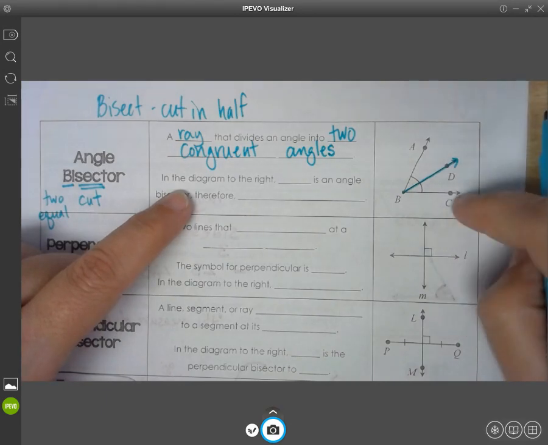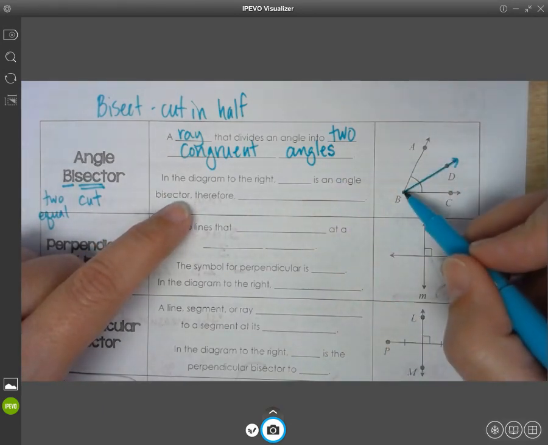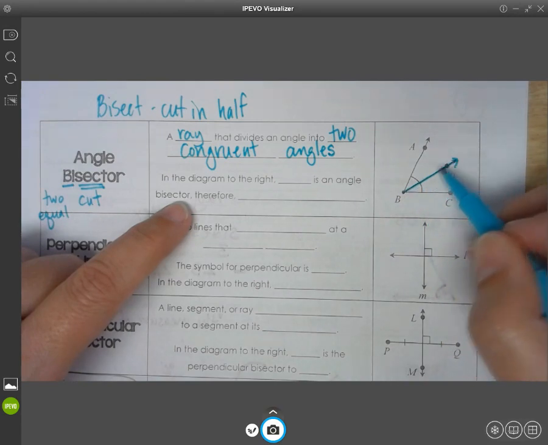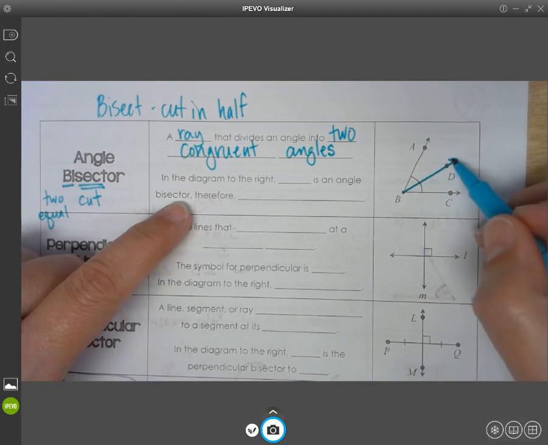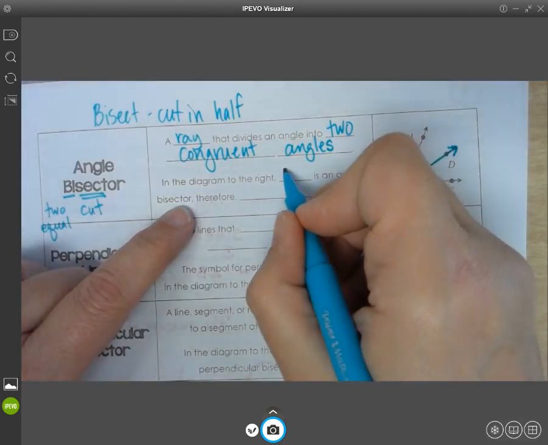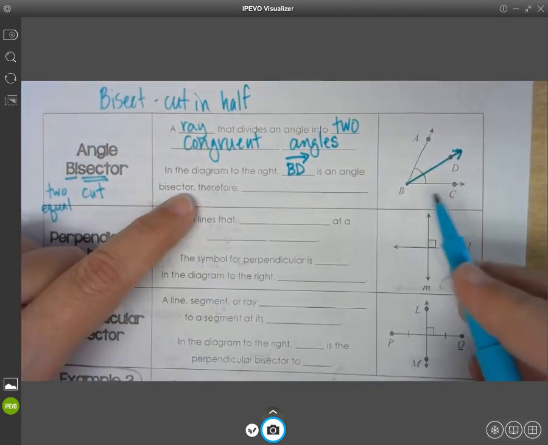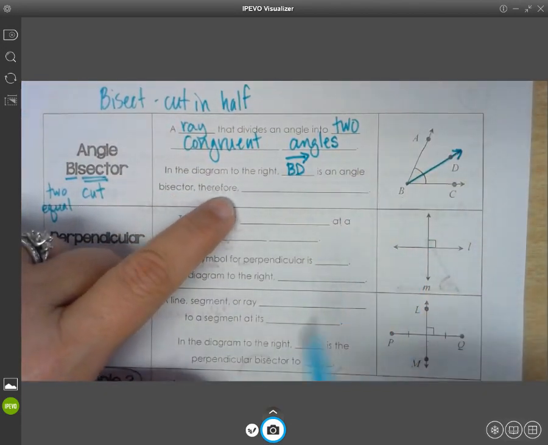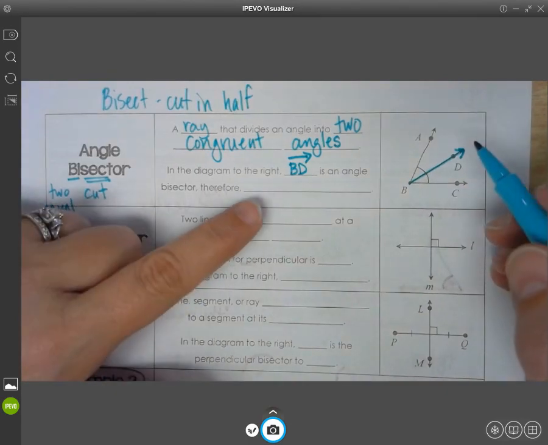So in this diagram to the right, blank is an angle bisector. So this thing that goes right through the middle, that's our bisector. It starts at B and it goes through D and keeps going forever and ever. So that's a ray. It starts at B and goes forever through D, one arrow. Therefore, we get two equal angles.